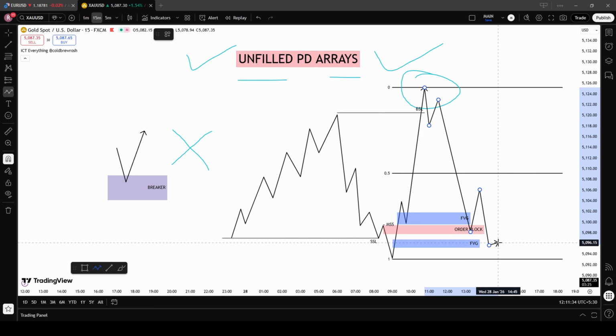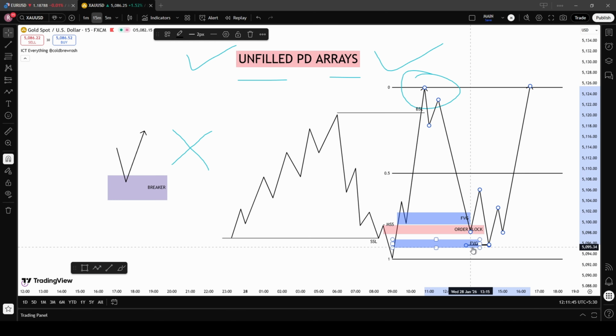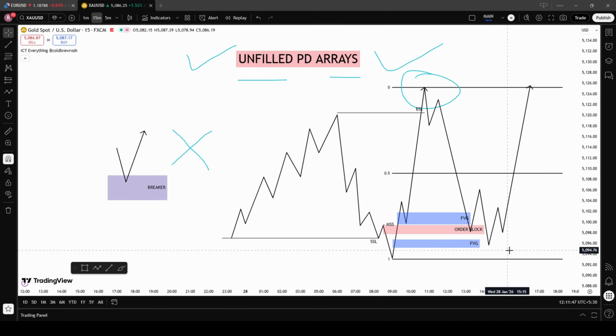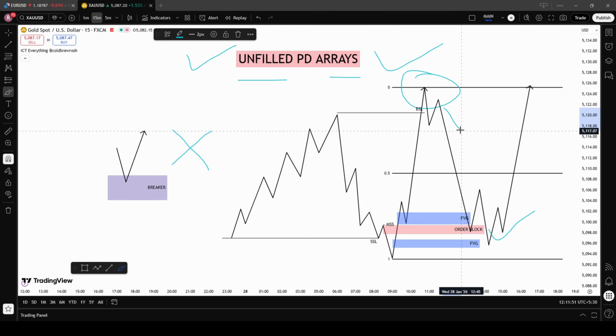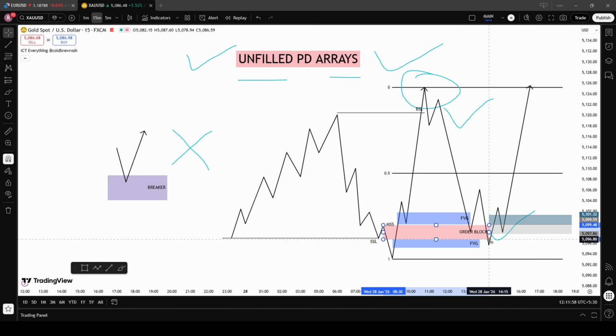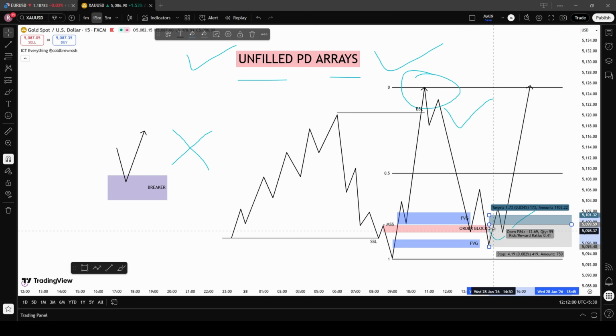And when price eventually comes back into those unfilled PD arrays, you can also use them as potential entry locations for your next trade, if the context supports it. This is how you are going to use unfilled PD arrays, both as targets and as entry points. Now that you understand the idea behind this, let me show you how you are actually going to use these unfilled PD arrays on the charts, so everything becomes clear and practical.